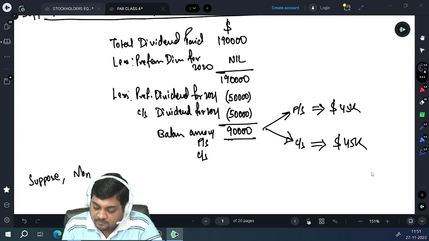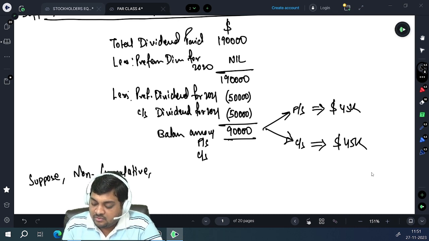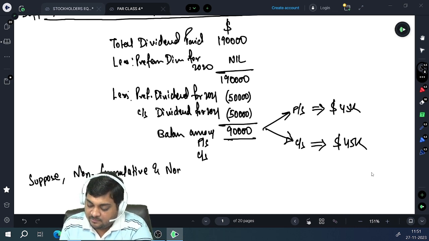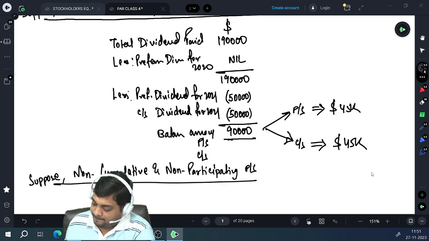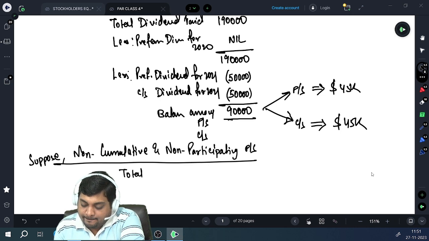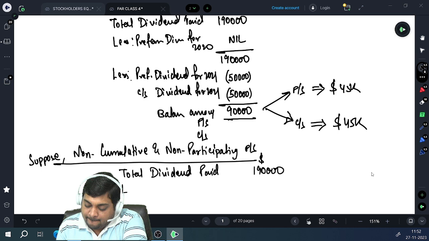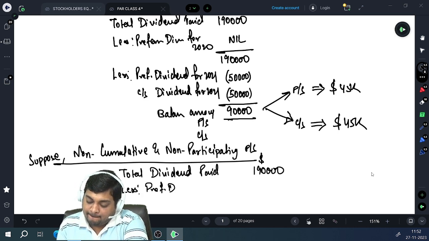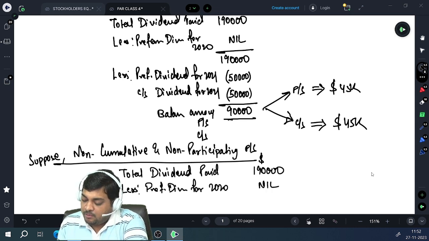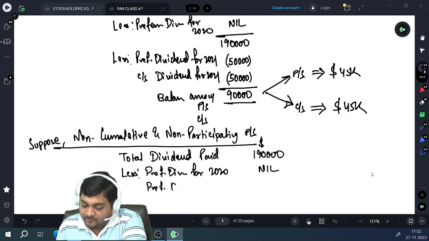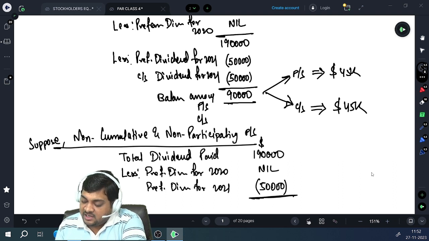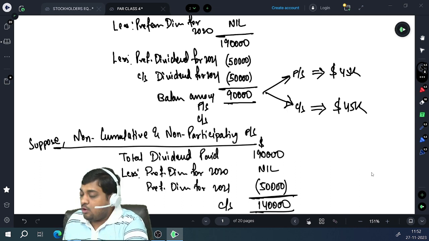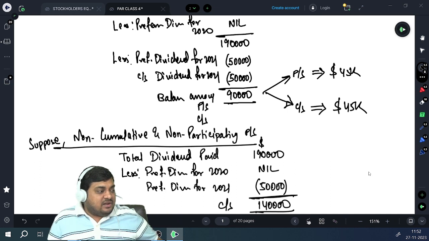Suppose non-cumulative and non-participating preferred stock. For 2020 we won't pay. For 2021 we pay 5 lakh at 10%. Now in this case, since it is non-participating, whatever is left, it will go to the common stockholder.